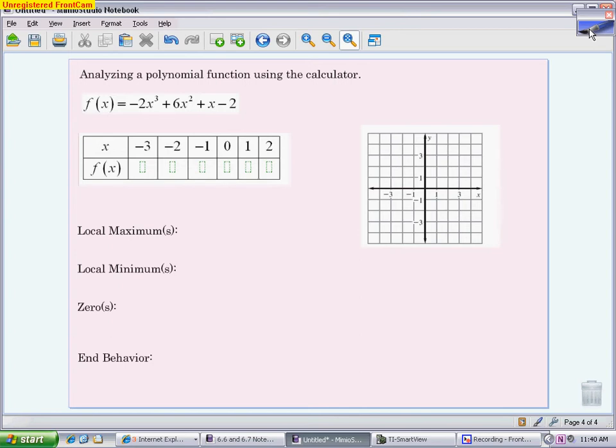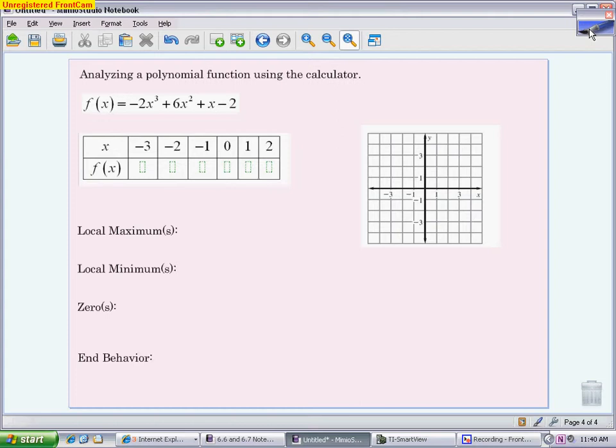Here's a video that's going to go through the very end of Chapter 6, which focus was really analyzing a polynomial function using the calculator to help us determine different values of the function, different points on the graph, specifically the turning points, the maximums and minimums, any zeros that are on the graph, and then also using the idea of end behavior to describe the graph that we see.